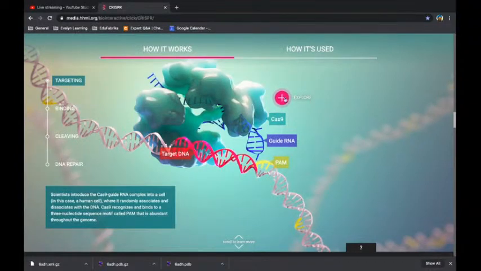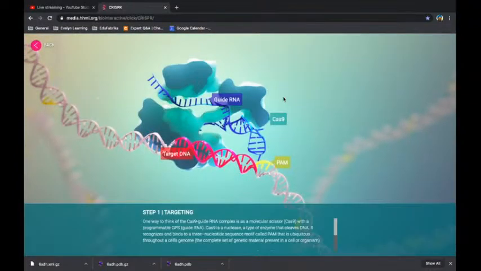So now, what will happen in targeting? Basically, one way to think of the Cas9 RNA complex is as a molecular scissors. It's molecular scissors which are programmed by the GPS, this guide RNA. Cas9 is a nuclease type of enzyme that cleaves DNA.